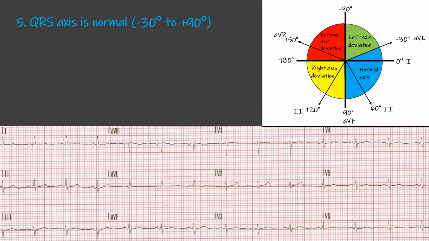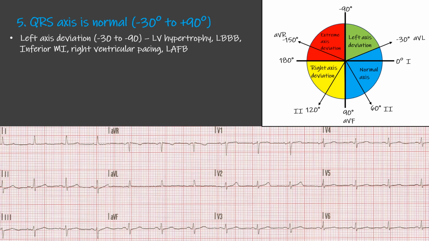So first, left axis deviation, which is an axis between negative 30 degrees and negative 90 degrees, can be caused by things such as left ventricular hypertrophy, left bundle branch block, inferior MIs, and left anterior fascicular block or right ventricular pacing. So that's when the patient has a pacemaker in the right side of their heart.